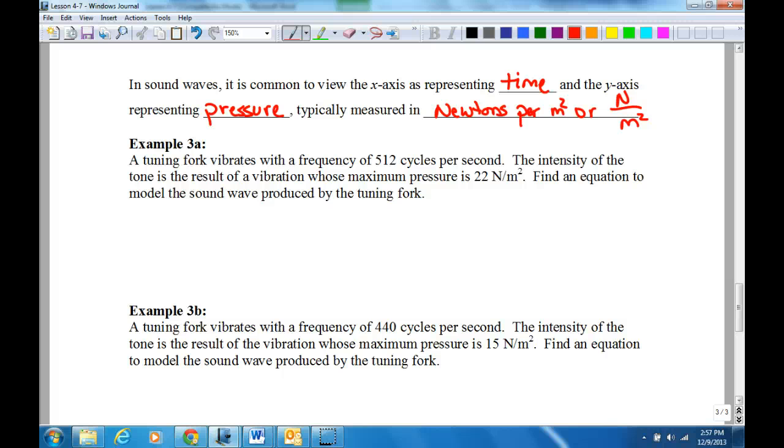Okay, so the tuning fork vibrates with a frequency of 512 cycles per second. The intensity of the tone is the result of a vibration whose maximum pressure is 22. Find the equation of the model of sound wave produced by a tuning fork. Okay, first of all, I need you guys to know that the intensity, remember, is the amplitude. It's also the volume is what they're talking about. Okay, so in this case, the intensity is 22.